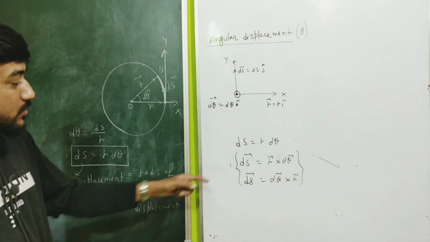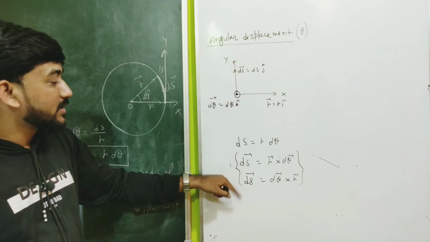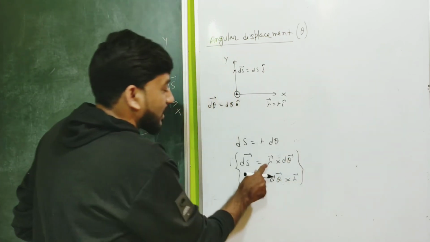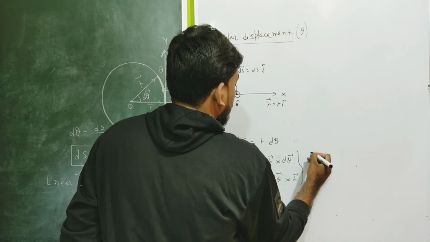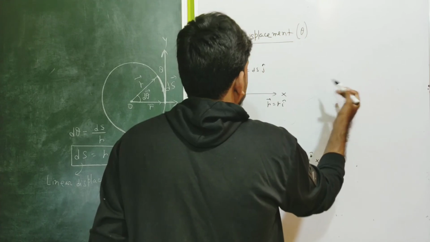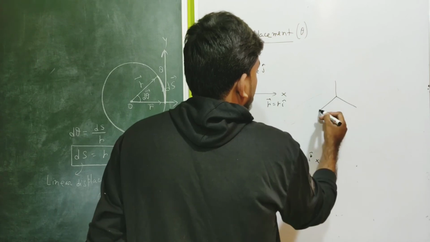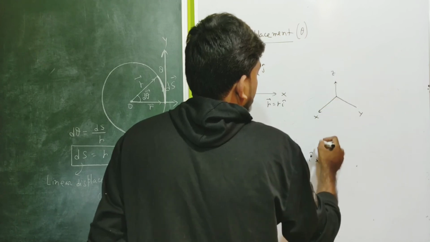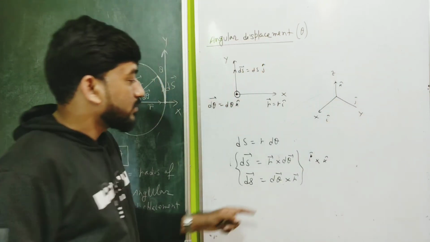Now you have to check which relation suggests these three directions i cap, j cap and k cap. So please put here r cross d theta. So r is i cap, you know, and d theta is k cap. So what is i cross k? Please remind your first class of vector dot and cross product. There are three axes, x axis, y axis and z axis, and this is i cap, this is j cap, this is k cap. Now what is here? i cross k.